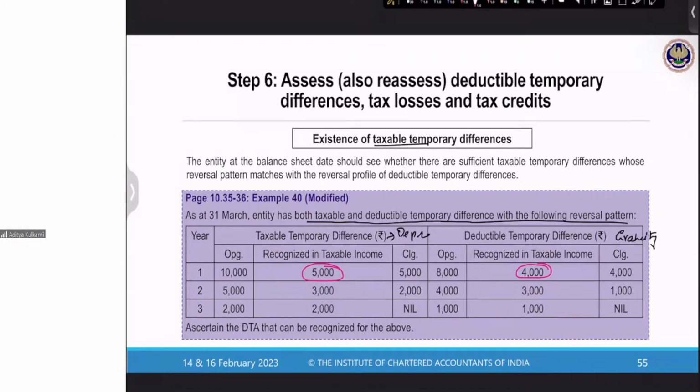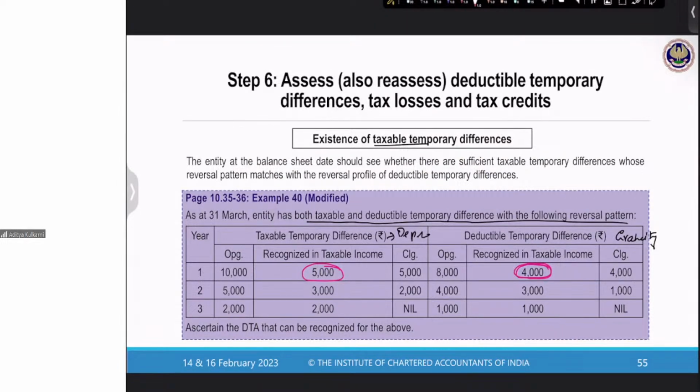So in the first year, my depreciation reversal is high, my gratuity reversal is low. Whether I have taxable profit or not, one thing is sure, I can meet the entire deductible temporary difference out of the taxable temporary difference getting reversed in the next year. So do I recognize the DTA on this 4,000? Answer is yes, you will recognize.